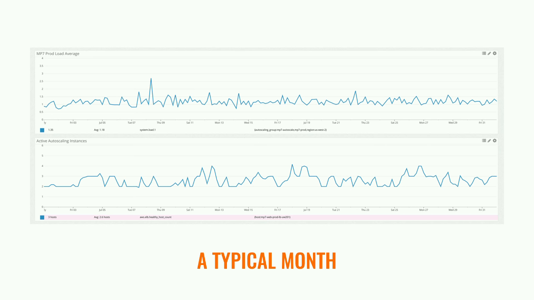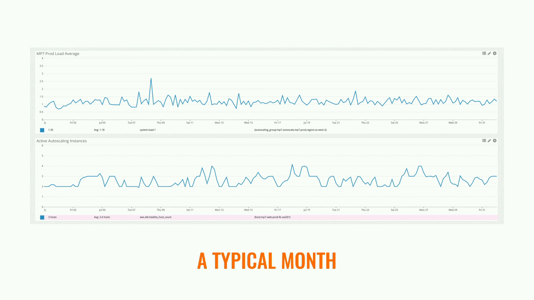So this is actually the month of July out of Datadog, where we first moved to autoscaling, and you can definitely see the spiky traffic patterns. The top graph here is load average across the autoscaling group, and the bottom graph is the number of autoscaling instances. So generally, for the first couple days of the week, we stayed at 2 instances.